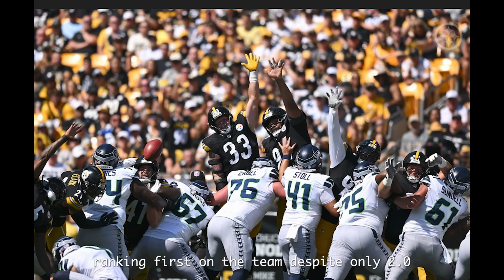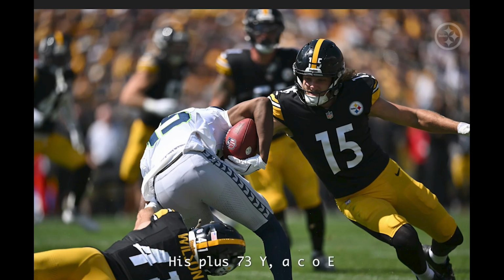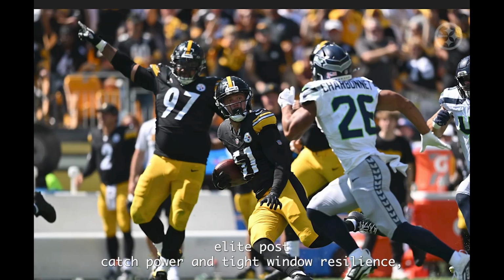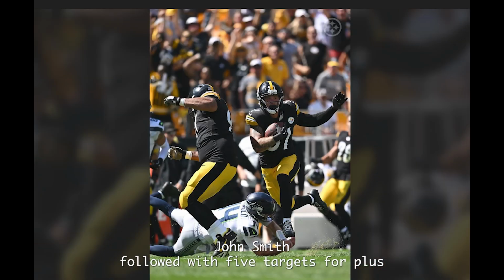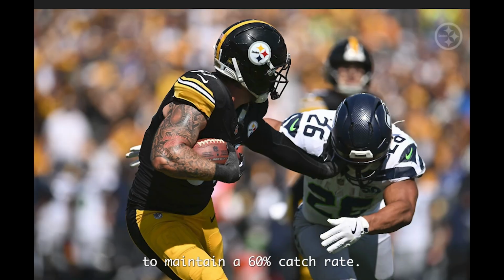Despite only 2.0 yards of average separation and a 50% catch rate, his +73 YACOE and 111 YAC show elite post-catch power and tight window resilience, winning 37.5% of contested opportunities. Jonnu Smith followed with 5 targets for +1.4 EPA, +0.28 per target, leveraging quick outs and option routes to maintain a 60% catch rate.